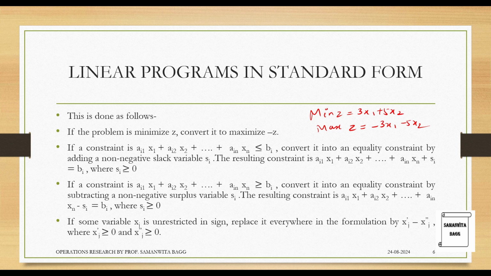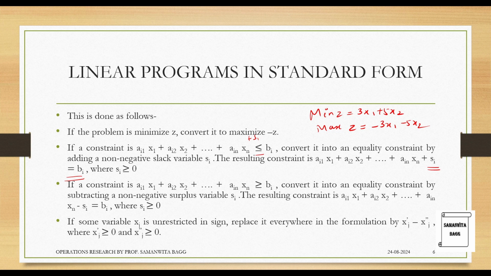If a constraint is ai1x1 plus ai2x2 up to ainxn less than or equal to bi, convert it into an equality constraint by adding a non-negative slack variable si. As I told you, if it is less than or equal to, you need to add s1 over here. The resulting constraint will have s1, as you can see, and this sign is changing to equal to. si has to be greater than or equal to 0.